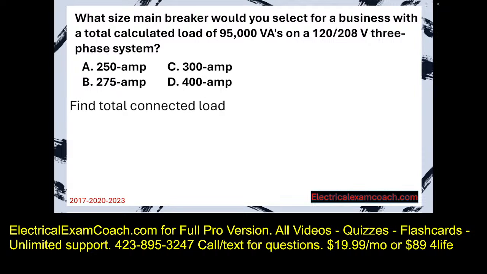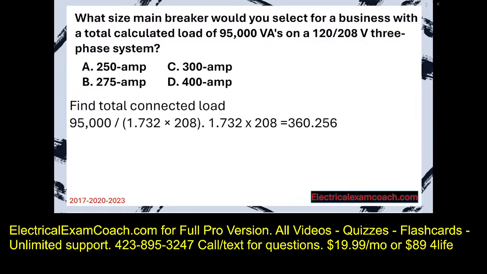Step 1, find our total connected load. Well, they've already given us our total VAs, so all we have to do is divide. But with three-phase, there's one extra step. Because of the geometric nature of three-phase, we have to take that 208 and multiply it by the square root of 3. The square root of 3 just so happens to be 1.732.